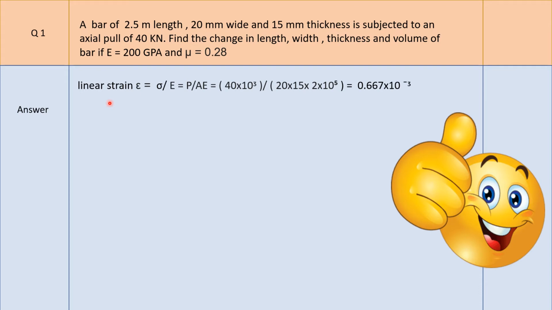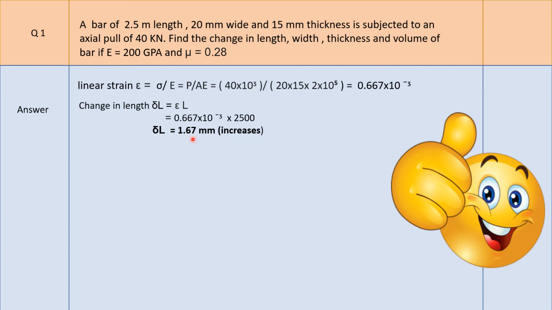Then we will calculate change in length. Now change in length, delta L is equal to strain into length. So strain is 0.667 into 10 raised to minus 3 into length given is 2.5 meters, so 2500. Now the force is pulling force, so there will be increase in length. So take your calculators and do the calculation. 0.667 exponential minus 3 into 2500 is equal to, you will get answer 1.67, and the unit is mm, because this 2.5 meter we have converted here to 2500 mm, and as the force P is given as pulling force, there will be increase in length.